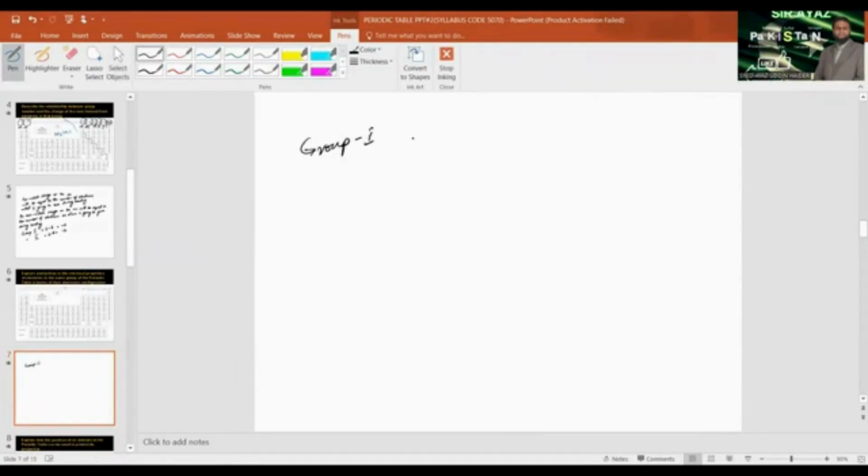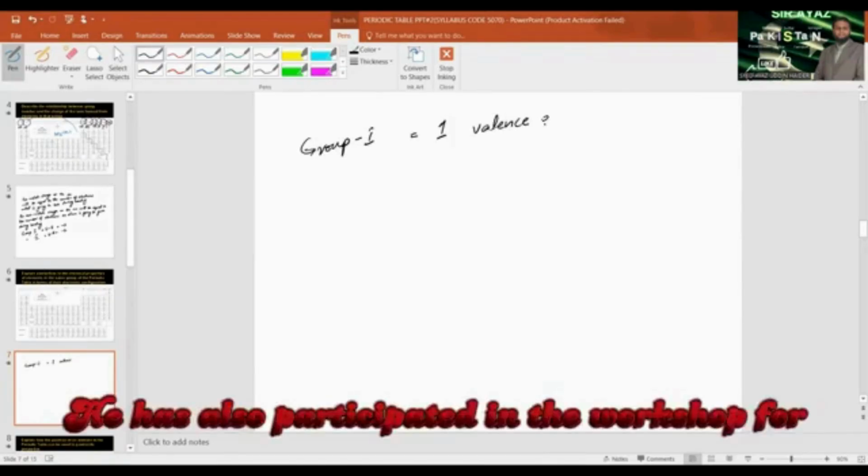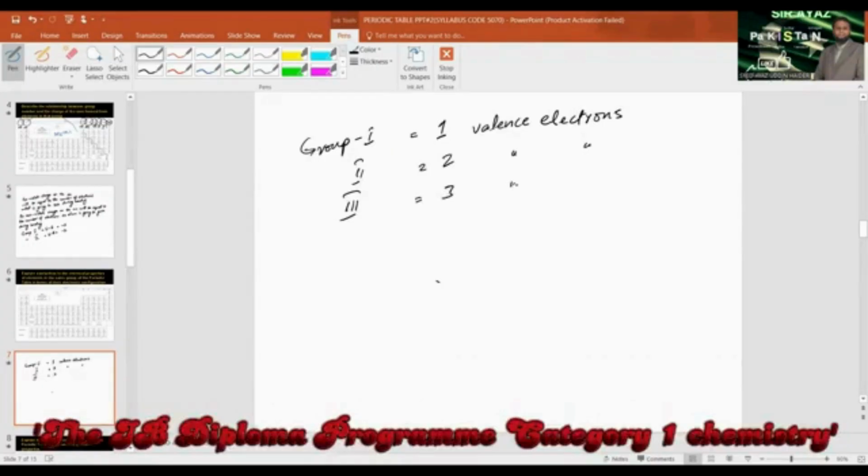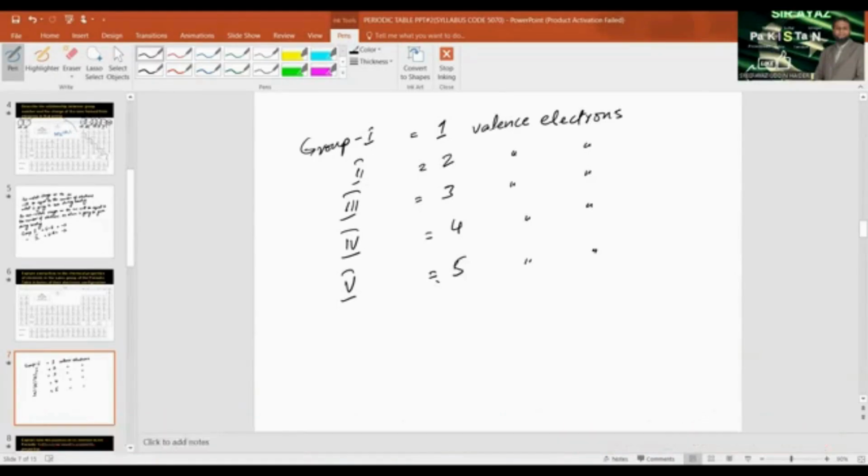Group 1, 1 valence electron. Group 2, 2 valence electrons. Group 3, 3 valence electrons. Group 4, 4 valence electrons. Group 5, 5 valence electrons. So all the group members, meaning the elements present in the same group, have the same number of valence electrons.